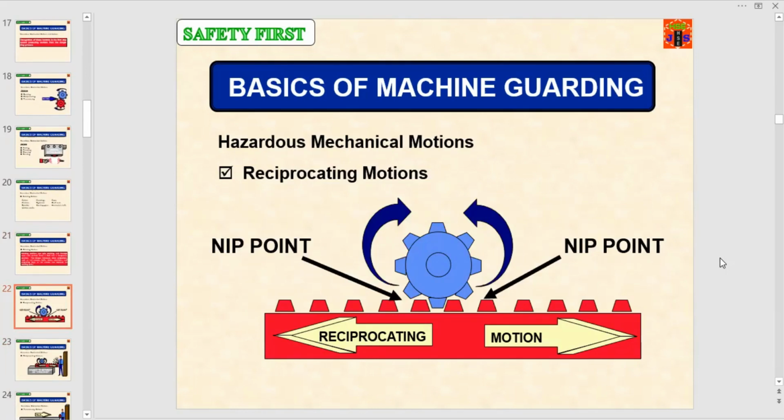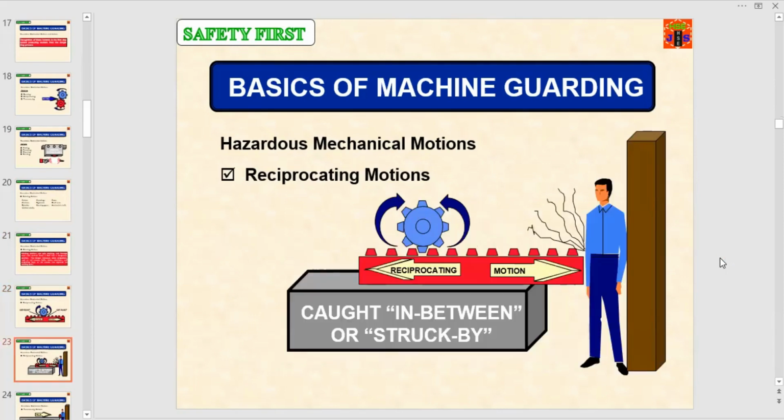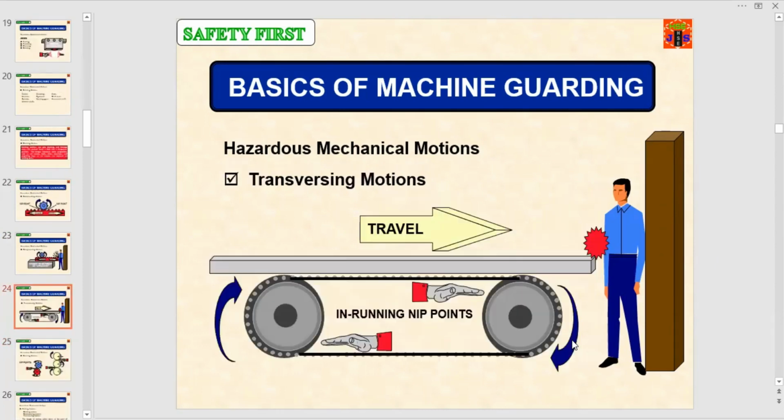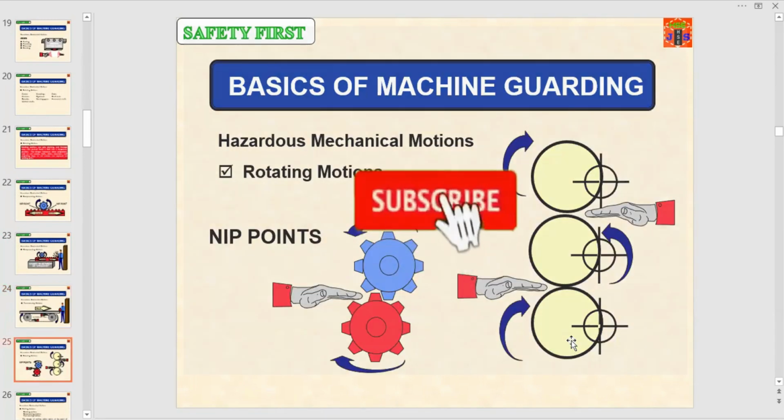Number two, reciprocating motions. In the diagram, you can easily identify the rotation, the angle, and the way of motion. While describing reciprocating motion, there are two types of hazards: caught in between or struck by. Number three, transversing motions. It's traveling in running nip points, and you can easily understand in the diagram how it can cause danger for an individual.